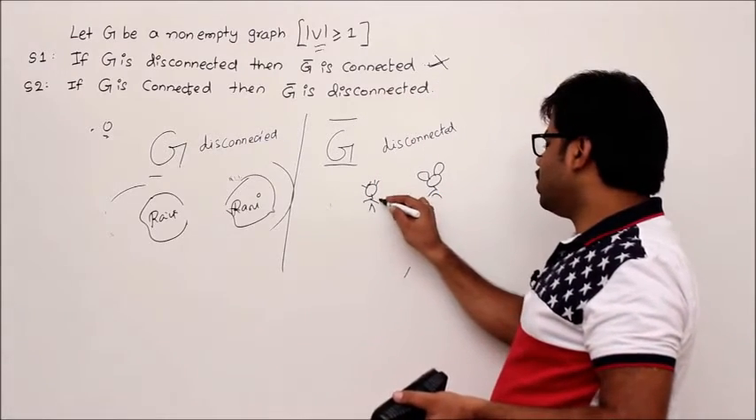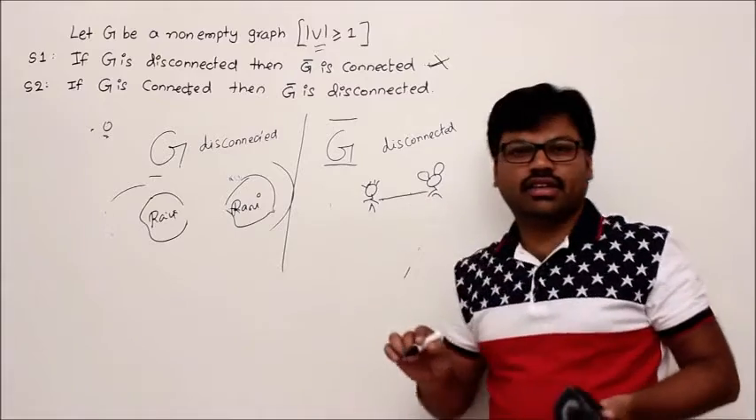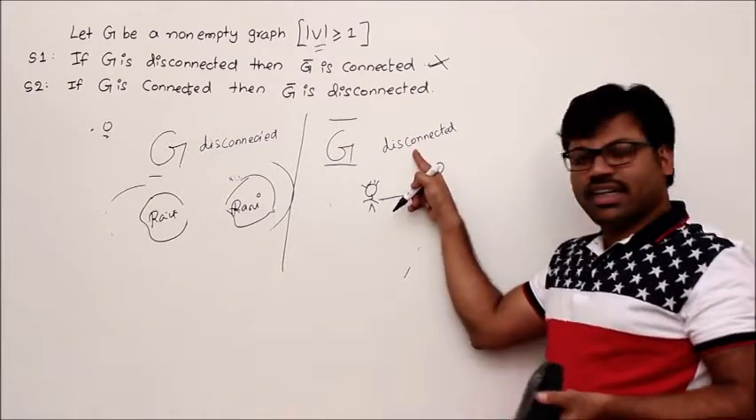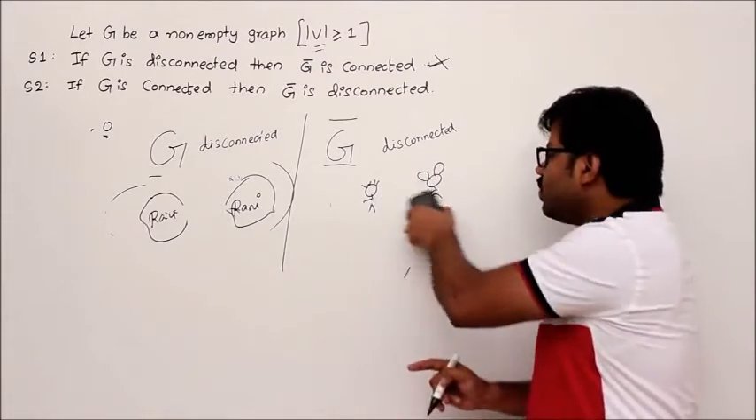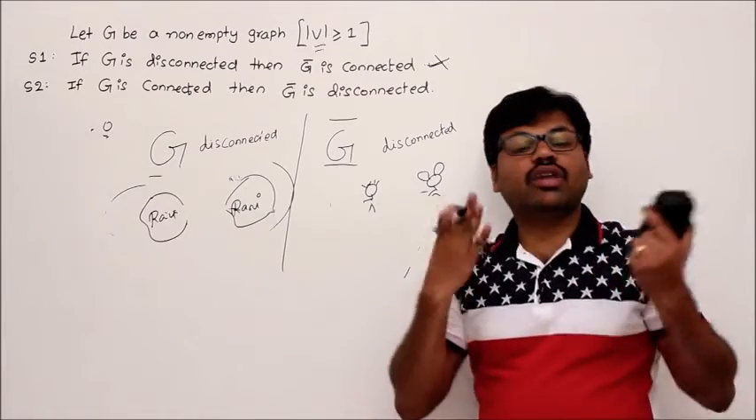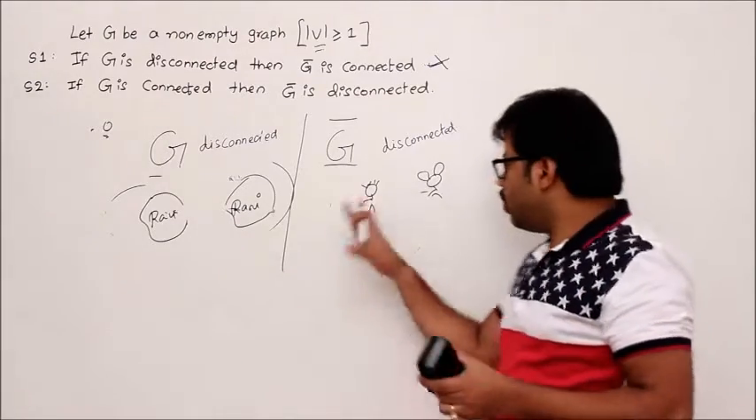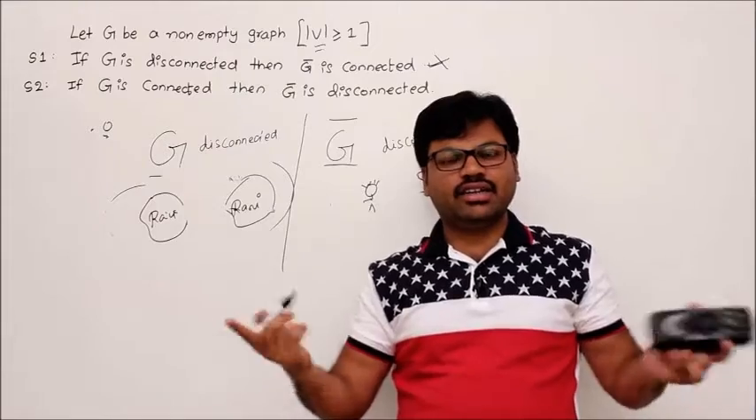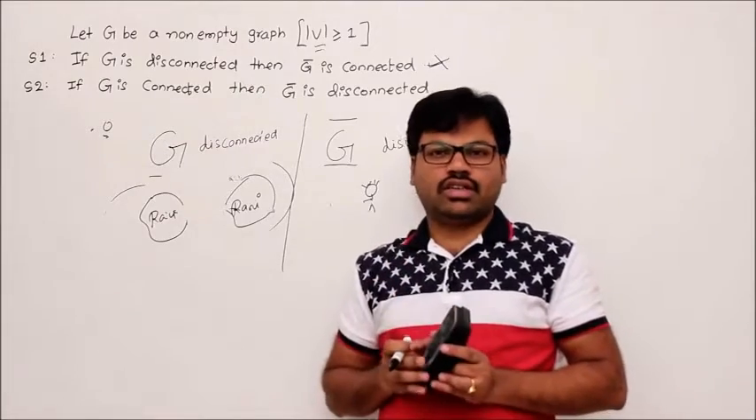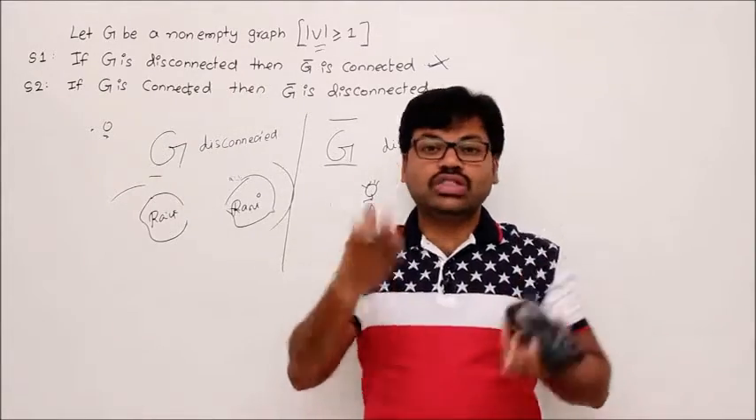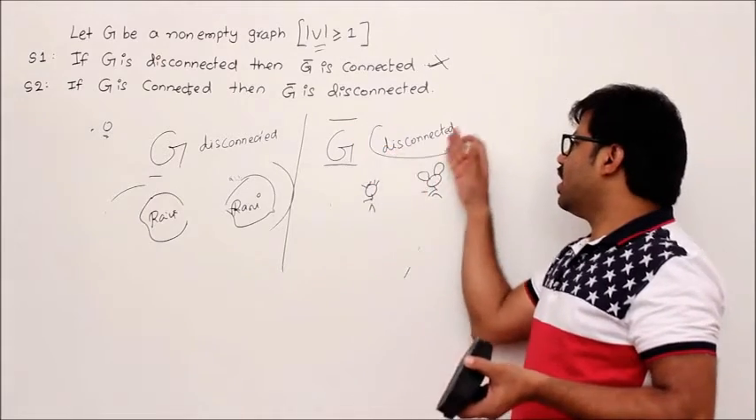Finally, what it says, whatever may be the reason, Raju Rani should be connected. But if the graph is disconnected, definitely there should be two vertices which are not connected, but you are not able to show them. Why? Whenever you show them, I am proving that they are connected. That means what? You are the loser. That means always you lose the game if you assume G bar is disconnected.